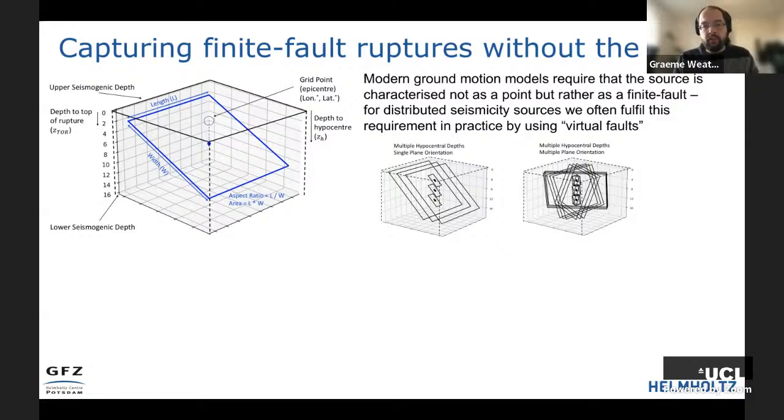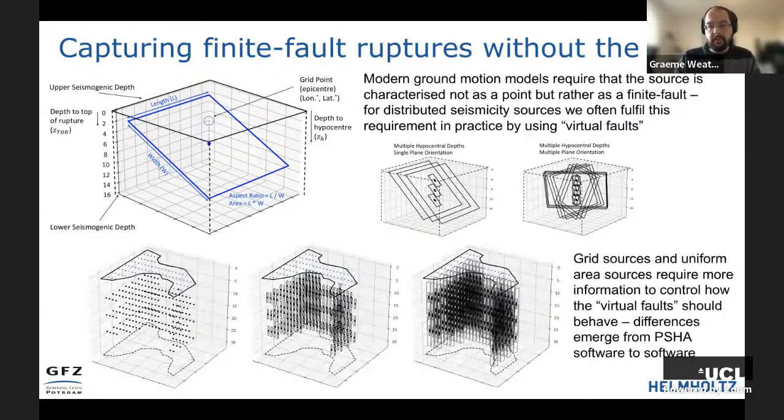And we can account, for example, for many different hypocentral depths within a zone or within a grid source, and many different orientations of the fault, where we really have very little constraint on what strike or dip the fault should take. So grid sources and area sources require this information to control how these virtual faults should behave. Exactly how this works differs from one PSHA software to another, and you might have differences in seismic hazard results, even from the same source model. But they also require that when we're building our source models, we provide more information about how the rupture size scales with magnitude, and about the likely orientations of faults within the area or grid seismicity zones.